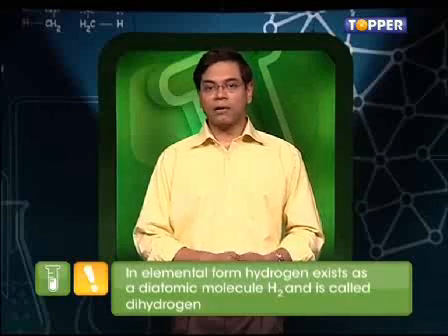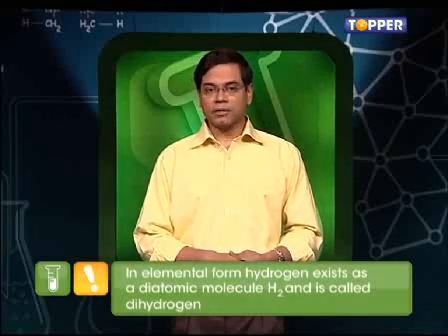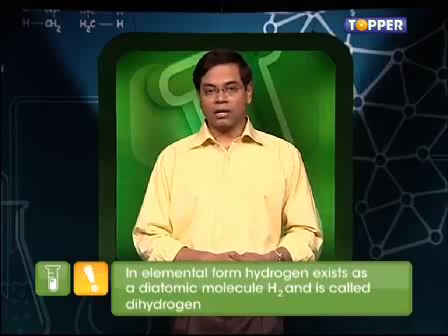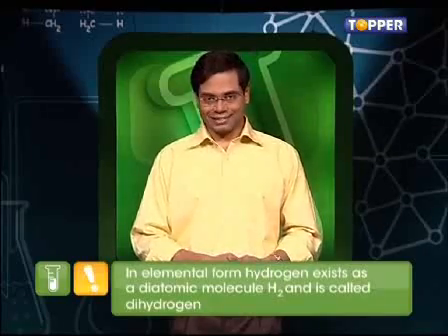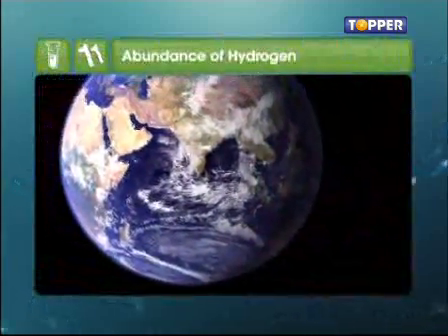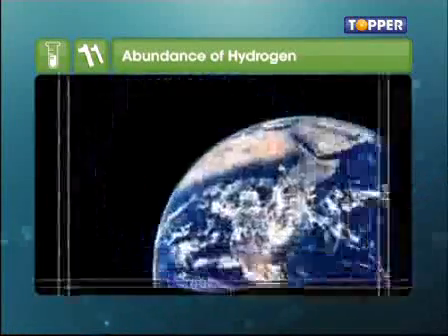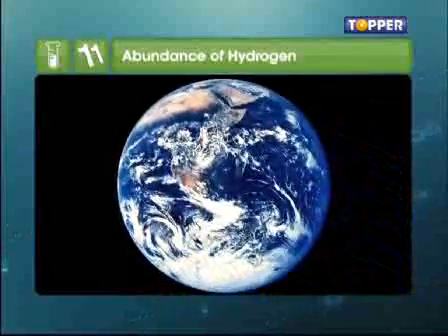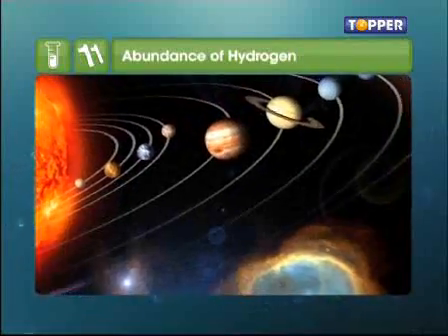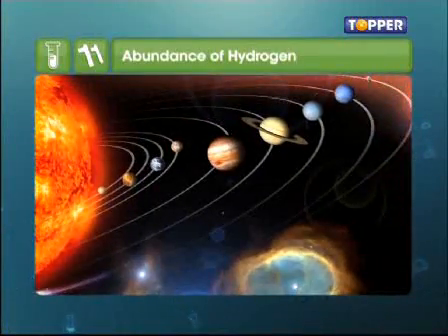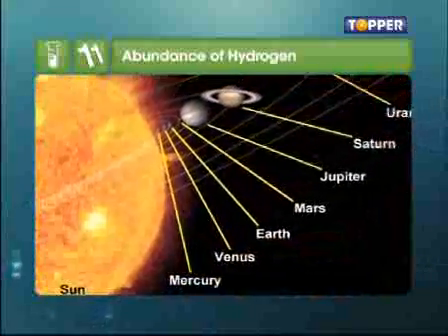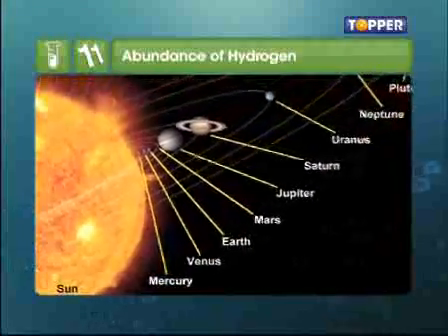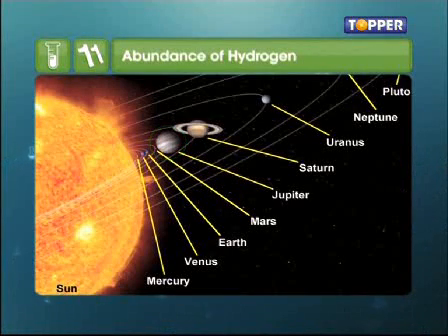In elemental form, hydrogen exists as a diatomic molecule, H2, and is called dihydrogen or hydrogen gas. And it is not just our planet that has an abundance of hydrogen. In fact, hydrogen is the principal element in the solar atmosphere. Giant planets like Jupiter consist mostly of hydrogen gas. Now let's see how we can prepare dihydrogen.